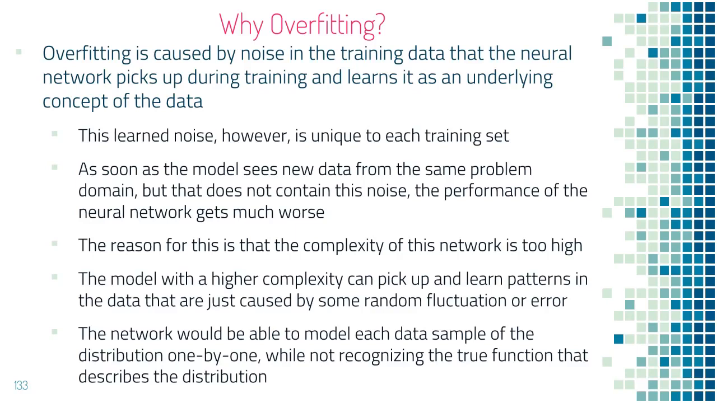The reason for this is that the complexity of this network is too high. So you must be very careful about considering the complexity of your network to be an essential parameter. A model with higher complexity can pick up and learn patterns in the data that are just caused by some random fluctuation or error. So noise is because of fluctuation in your data or because of error in your data, and that should be taken care of by us. The network would be able to model each data sample of the distribution one by one, while not recognizing the true function that describes the distribution.